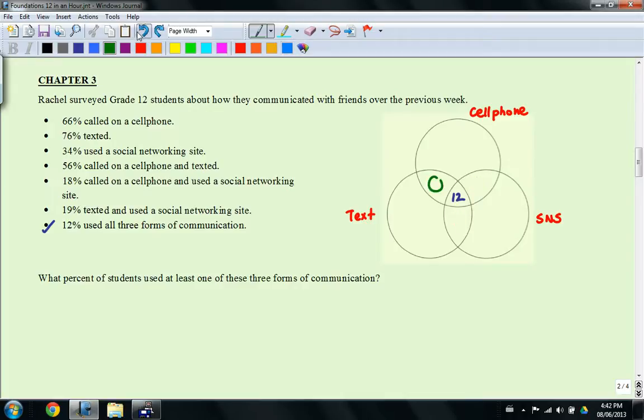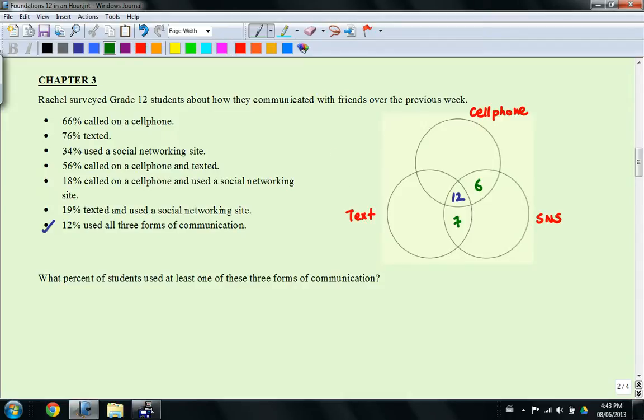And the reason for that is because, for example, 19% of people text and use a social networking site. That does not exclude people who use all three. So therefore, if you're looking at just texting and using a social networking site, that would actually just be 7% of the people. 12 plus 7 is 19. Similarly, 18% call on a cell phone and use a social networking site. So that means 6% of the people use cell phone and a social networking site, but not texting.